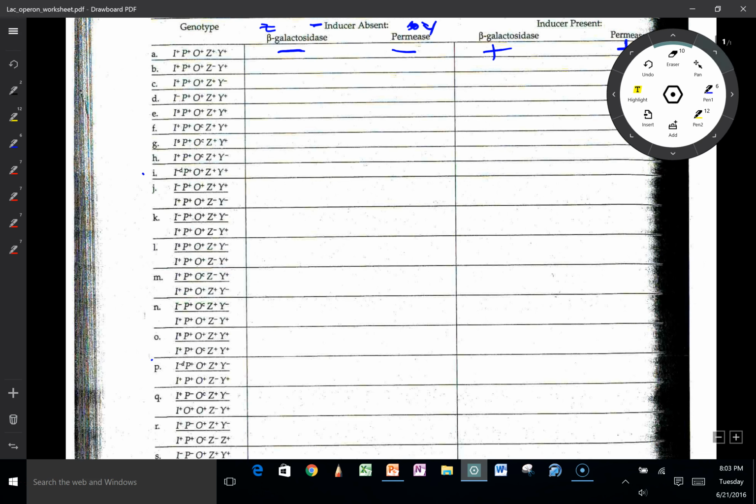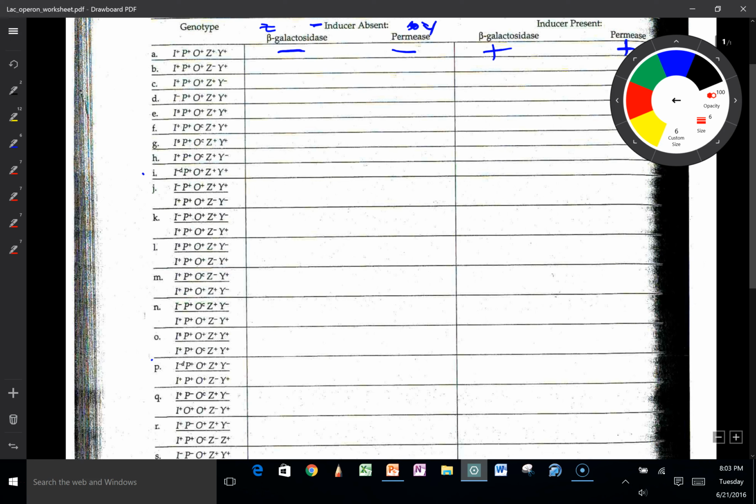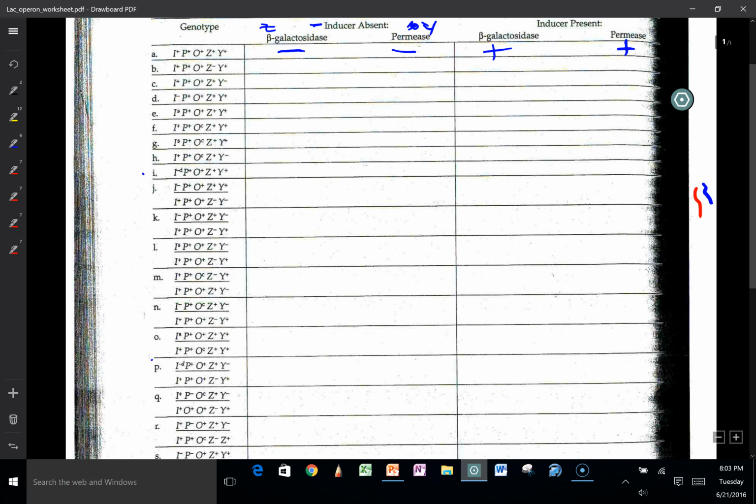Alright, give me a pen here so I can write, please. Alright, I guess we'll do it in red. Well, we should be able to do blue. Alright. Sometimes now the pen doesn't want to work.